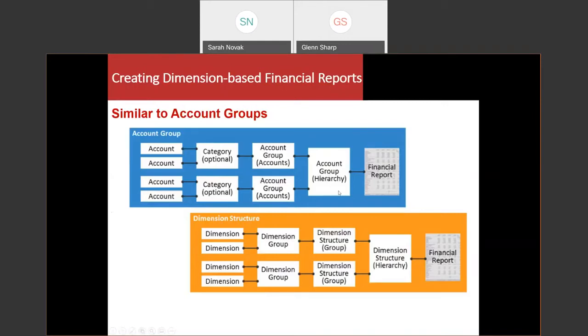So we're using that account group hierarchy on a report, where a dimension structure is the same type of thing. You have your different dimensions, but you can group them together. You can record them, which is that checkbox, as a group dimension structure, which allows you to create a hierarchy of those dimensions. These are still the rows, just like your accounts are rows on your financial report. It's a different way of looking at the data.